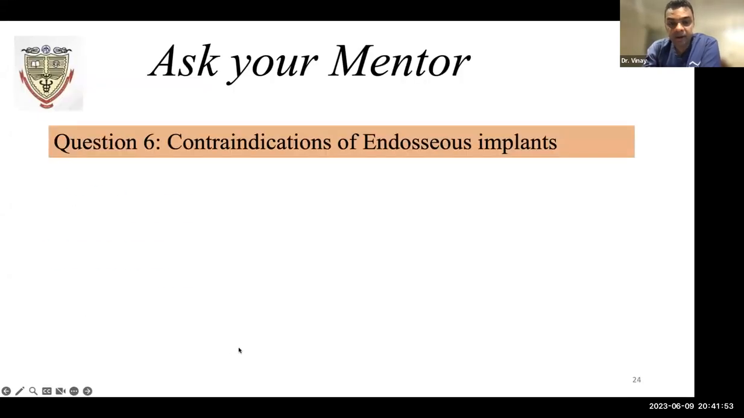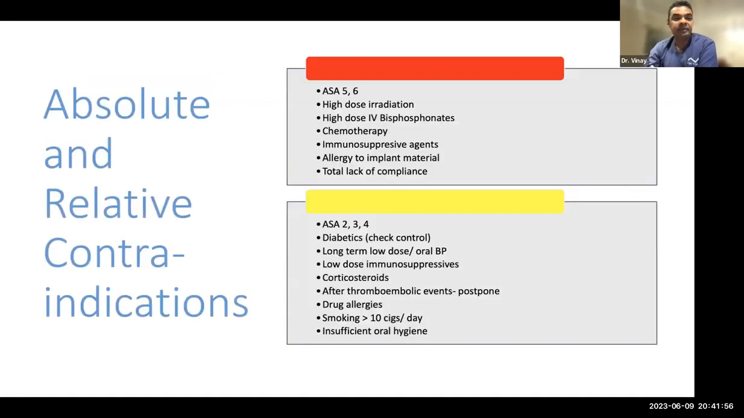Absolutely. Okay, contraindications of endosseous implants. You have absolute and relative contraindications. Absolute contraindication means definitely you are not going to do it at all. Relative contraindication means, okay, go ahead but think about it before you proceed. ASA class 5 and 6, I hope all the participants are aware of the American Society of Anesthesiologists' classification, where class 5 is a moribund patient who is going to die unless you perform a procedure. There is no patient where you have to place an implant for the patient to live. So definitely ASA class 5 is one of them. Class 6 is a patient who's kept on an artificial respirator for organ donation. Of course, you don't need to place implants in these kinds of patients.